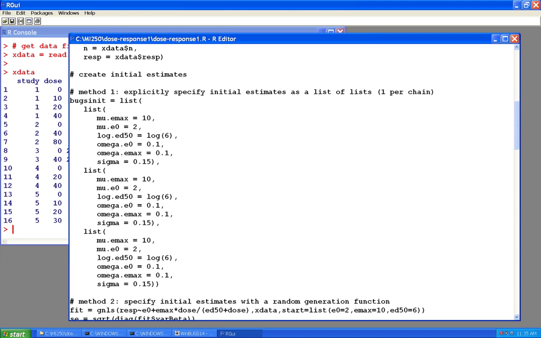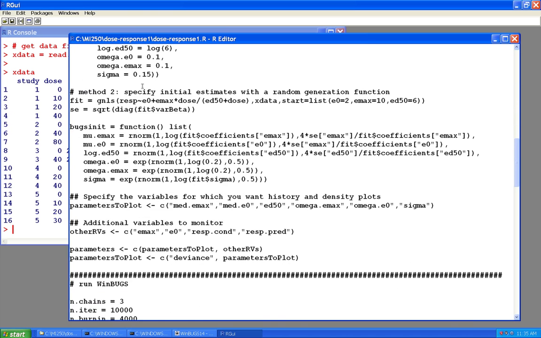I use the second case that I showed you, which is the method that I showed you before, which is to specify initial estimates with a function that generates a list, where within the list I use random number generation to generate the individual components that I want. That's generally what I use and what would actually have been used in this case. So I've got that here.